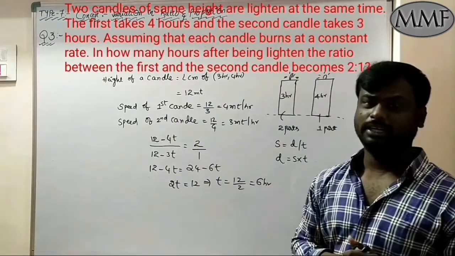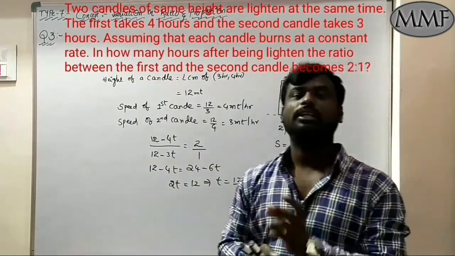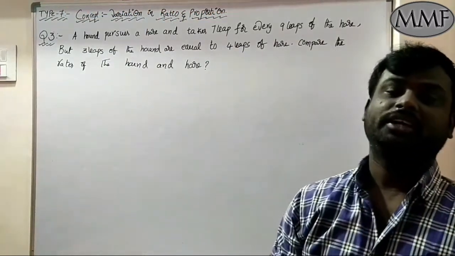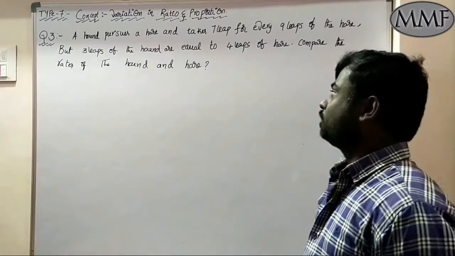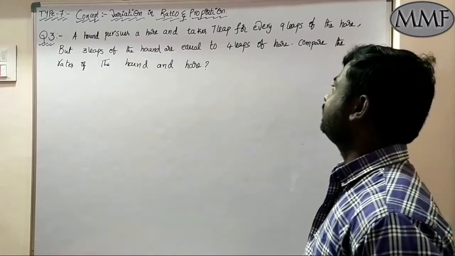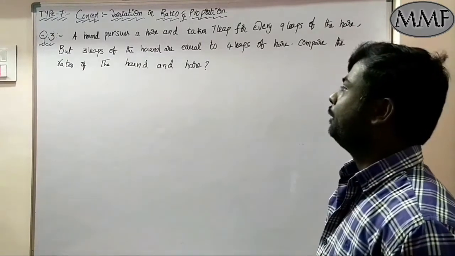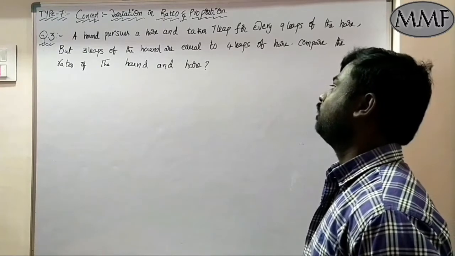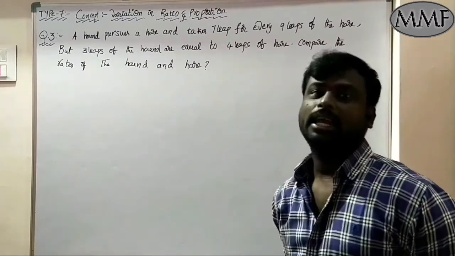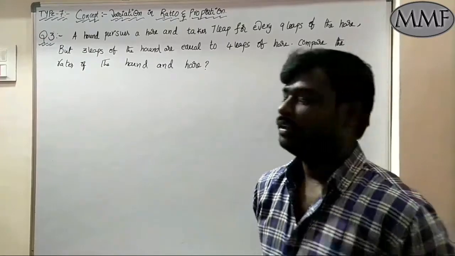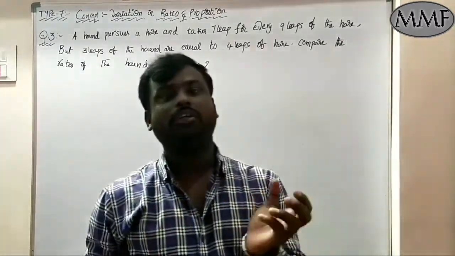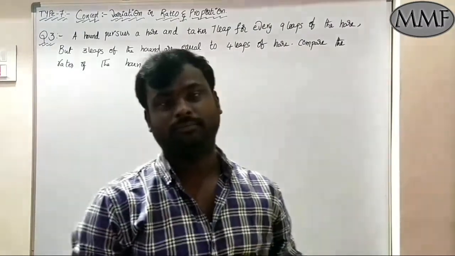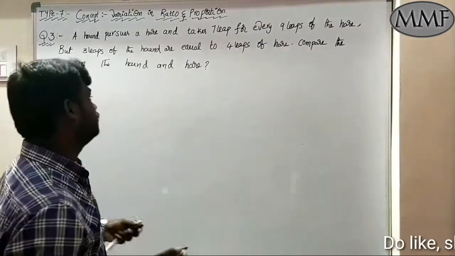Clear? Right. We'll see the last and final variation model, type 3. See the last model of variation: a hound pursues a hare, takes 7 leaps for every 9 leaps of the hare, but 3 leaps of the hound equal 4 leaps of the hare. Compare the rates of the hound and hare. Here a hound is chasing a hare. The one and only thing we should balance is the distance covered by the hound and hare, found by LCM, same as the last question.